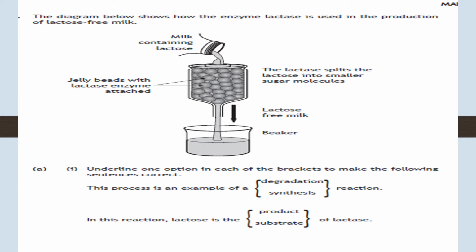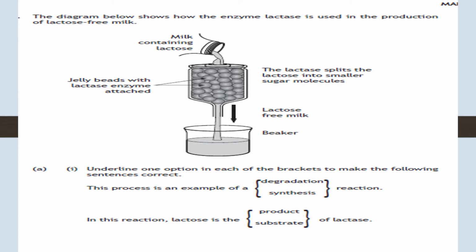It says underline one option in each of the brackets to make the following sentence correct. So this process is an example of either a degradation or a synthesis reaction. And in this reaction, lactose is the product or the substrate of lactase. So you guys want to try to answer the question before I reveal the answers. So you can pause the video and try and answer it.